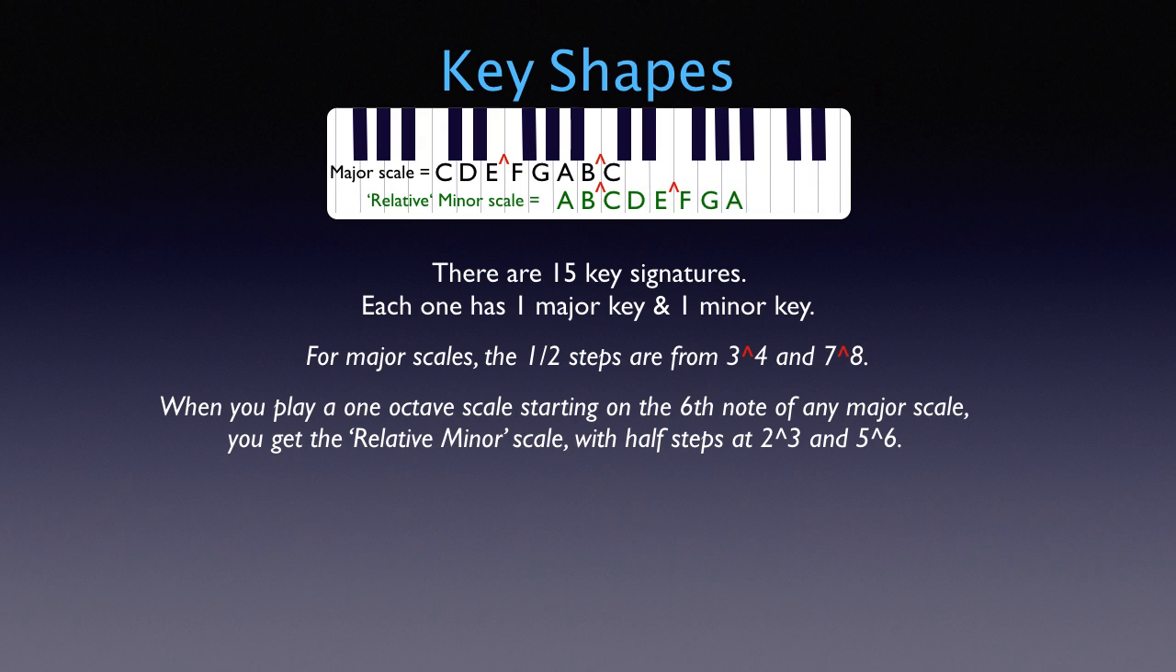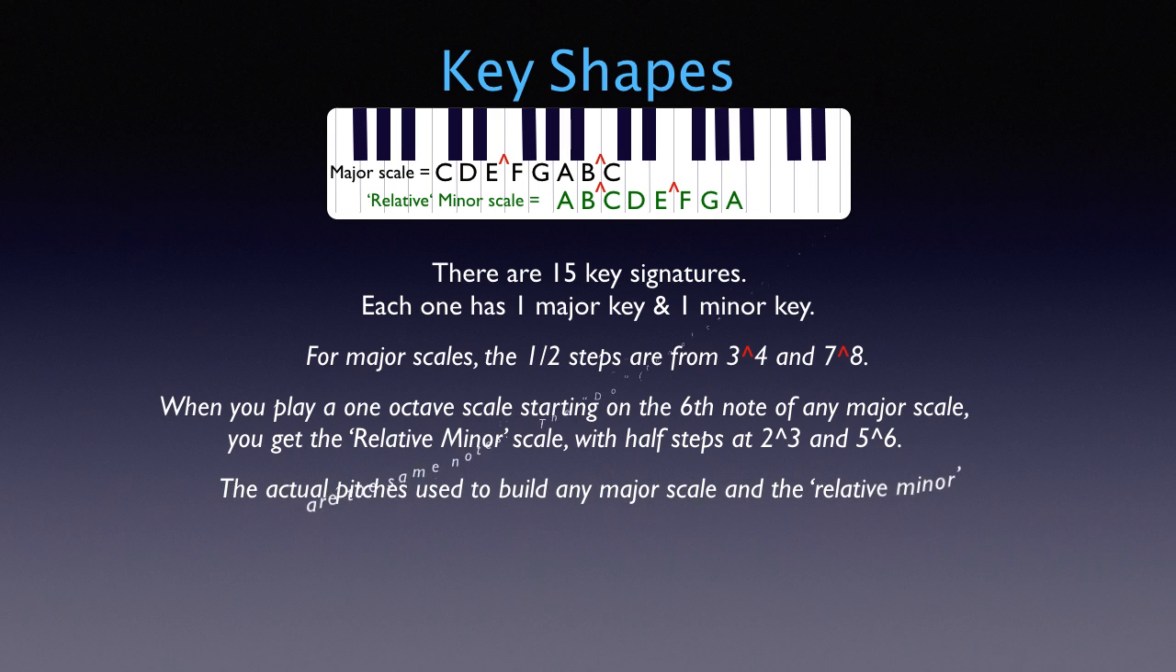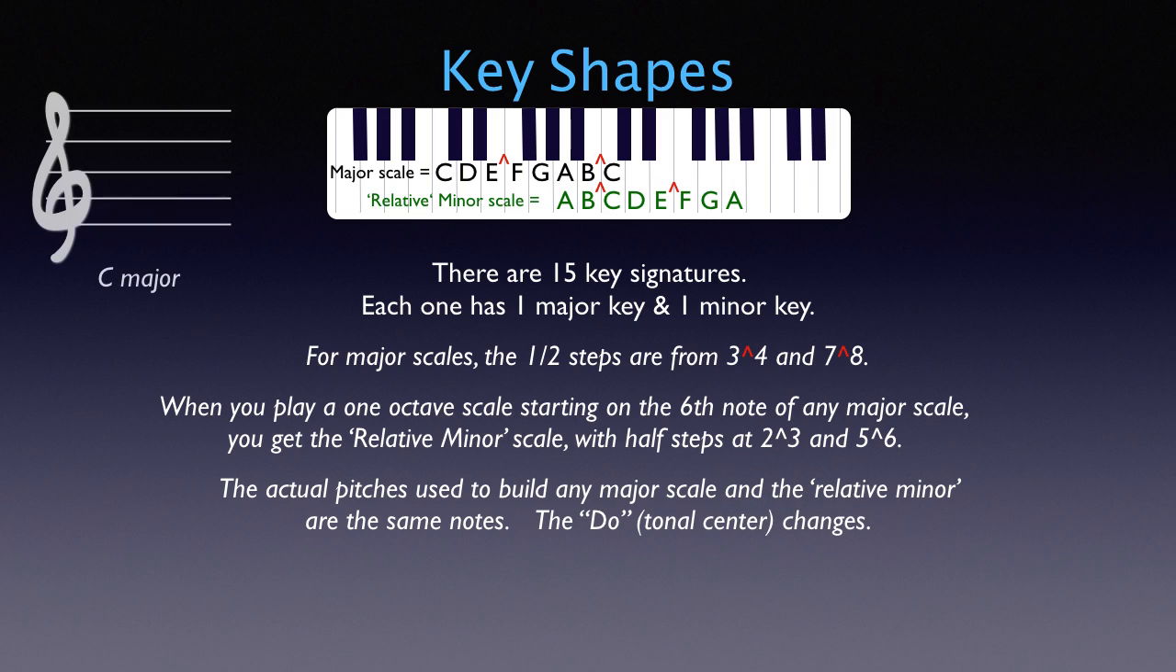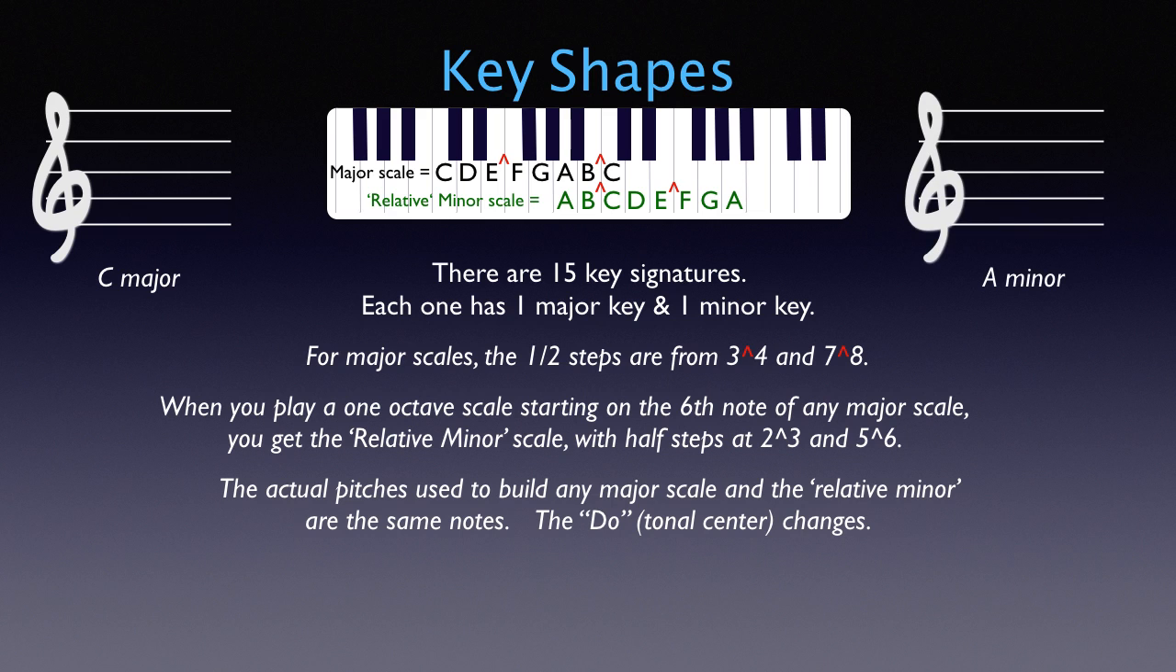So C major and A minor are relative to each other because they share the same set of notes and the same key signature. But the tonal center, the do, changes. So C major has a key signature of no sharps, so does A minor. This works in every key.